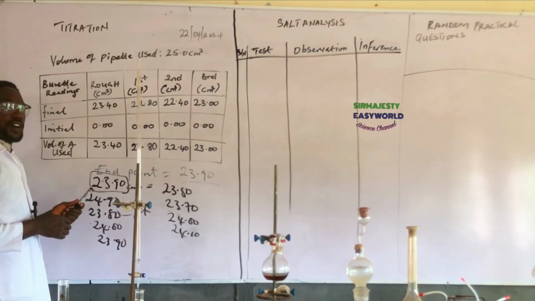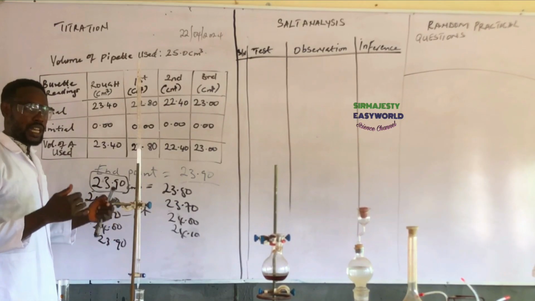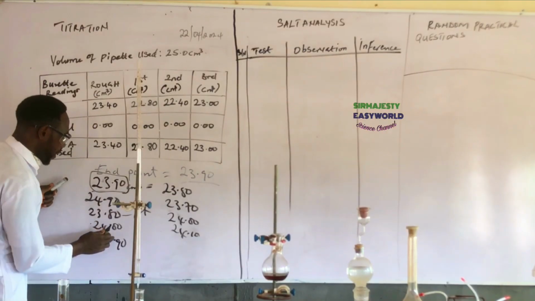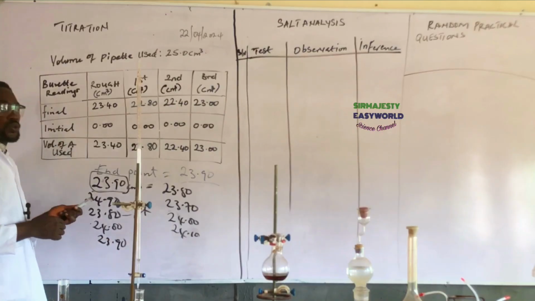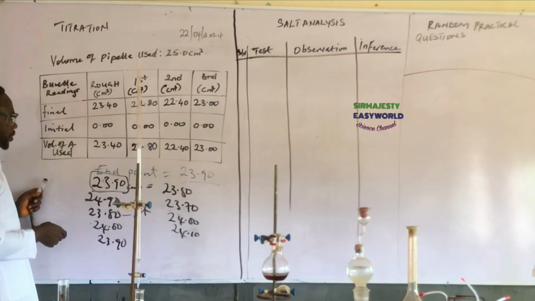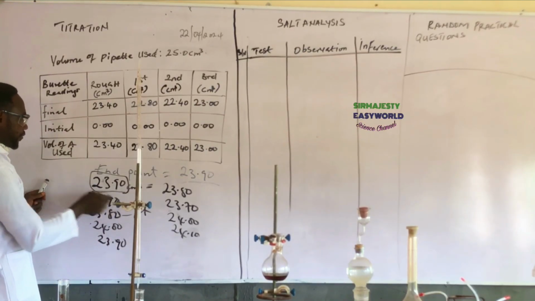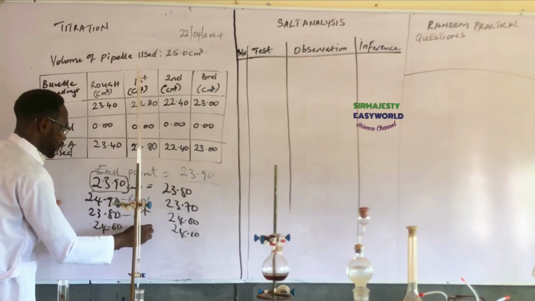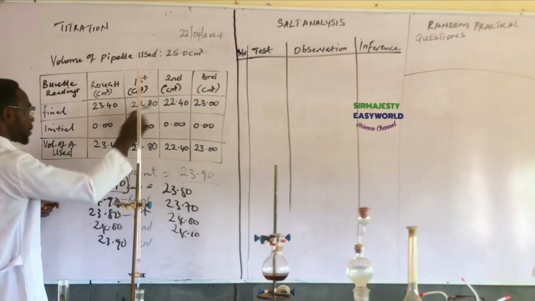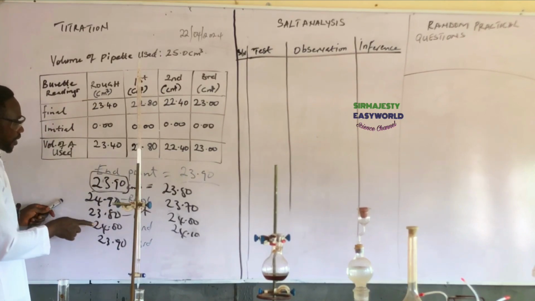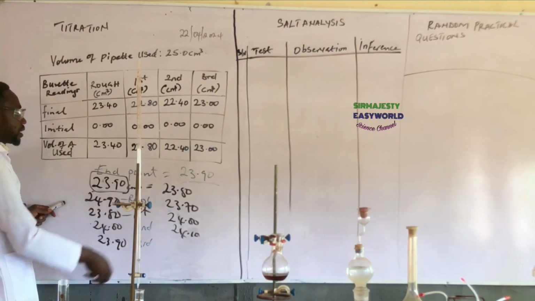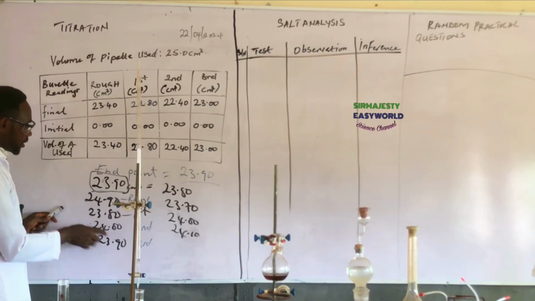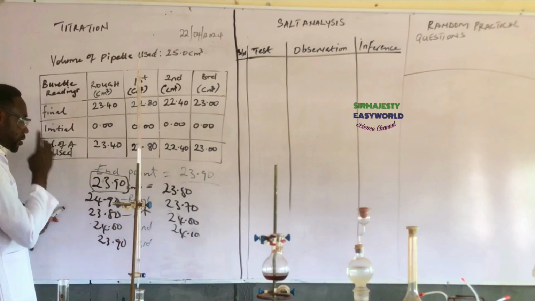Now, concordant values are values that do not vary by more than 0.2. So you start as if you are doing the practical, but you already know what your endpoint will be. So what will be my endpoint here? I will not add rough. This is rough. Remember, this is rough, then second and third. If I want to see concordant values, the first, second, and third are all concordant. That means I can use any of them because the differences are not more than 0.2.